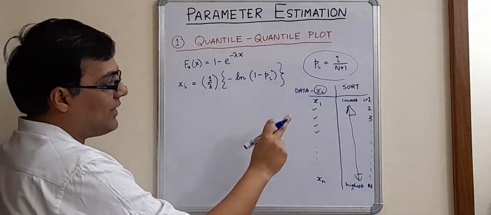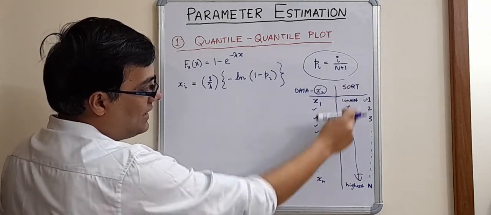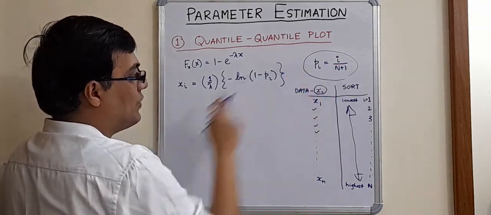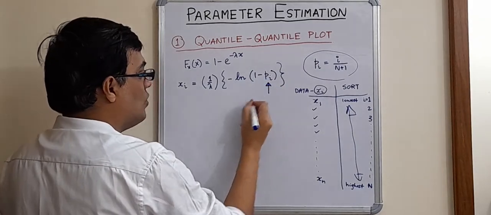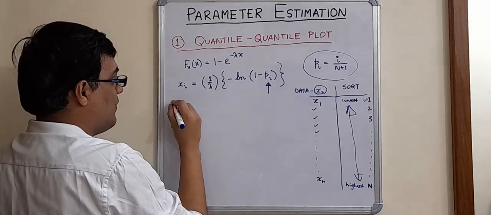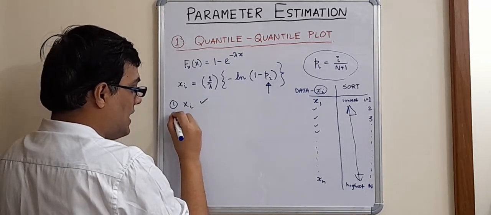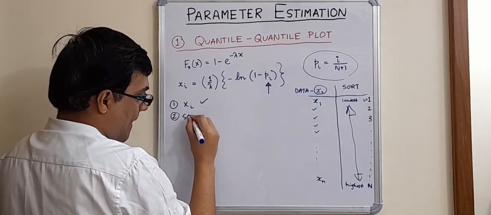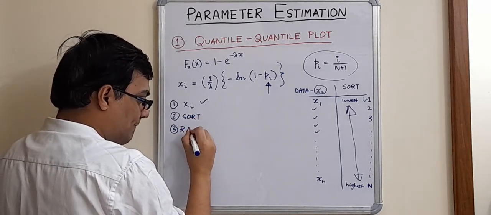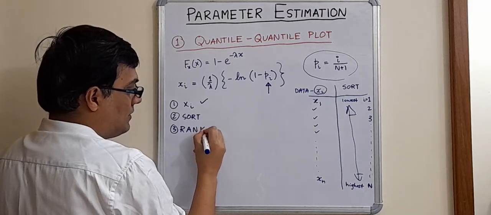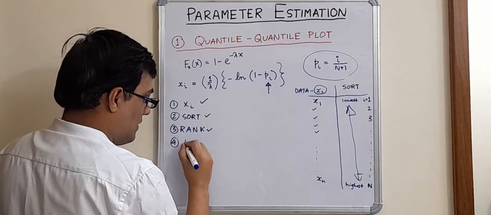So once you have done that, the first step is xi, then you sort the data, do the rank, and then you find out pi. Now once you have found out pi, what you do? So the first step is your xi is given, then you sort the data, then rank the data, and then the fourth step is find pi.